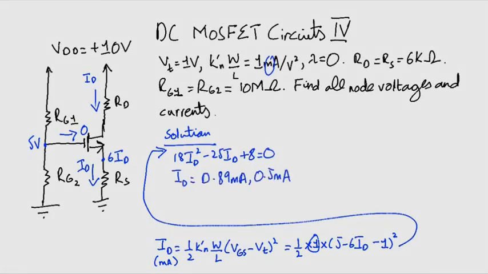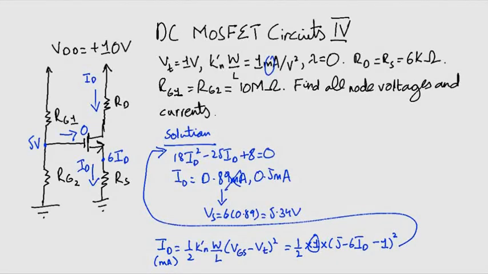ID equals 0.89 milliamperes and 0.5 milliamperes. The first value results in a source voltage of 5.34 volts. However, this is greater than the gate voltage of 5 volts and this will imply that the NMOS transistor is cut off, which is not the case. So we reject this value.